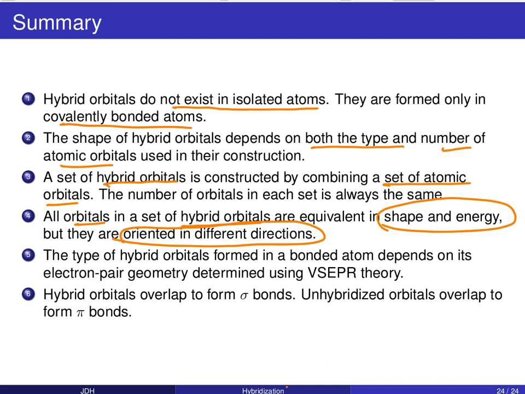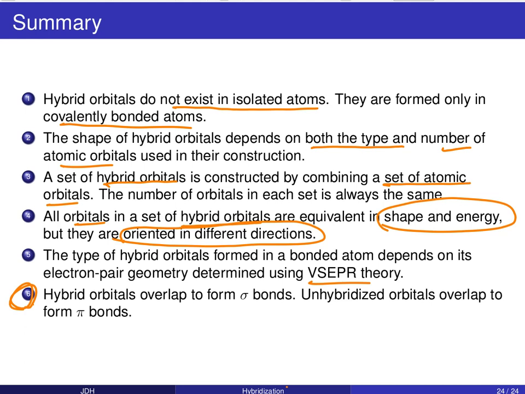And the type of hybrid orbitals formed in a bonded atom depends on its electron geometry based on VSEPR. So all you have to do is find that VSEPR geometry, figure out the number of electron groups, and map it on, as we saw in the last 2 slides, sp, sp2, and so on and so forth. And then remember, we always have to keep in mind these different types of bonds. Hybrid orbitals overlap to form sigma bonds, and then what we're typically going to be seeing is unhybridized p orbitals overlapping to form pi bonds.